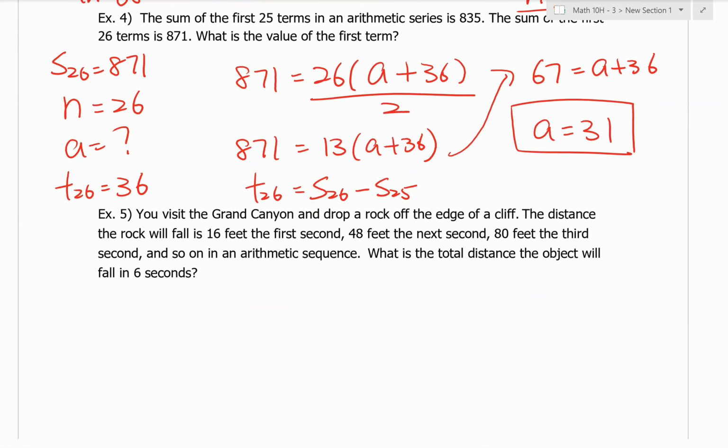Last example here. It says you visit the Grand Canyon and drop a rock off the edge of a cliff. The distance the rock will fall is 16 feet for the first second, 48 feet the next, 80 feet the third second, and so on in an arithmetic sequence. What is the total distance the object will fall in 6 seconds?